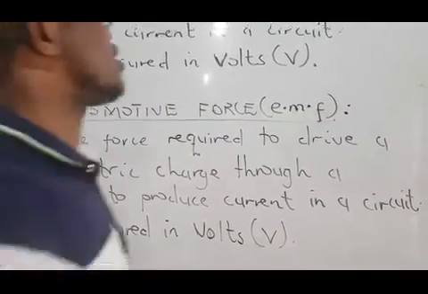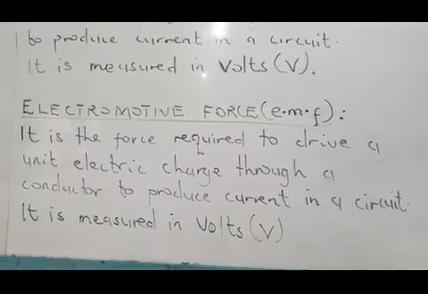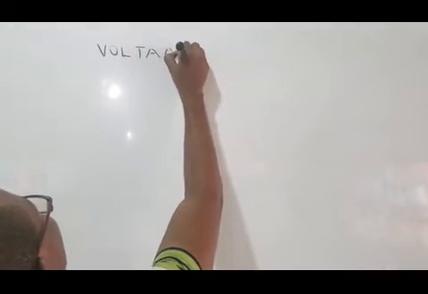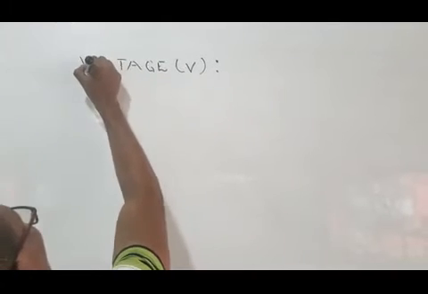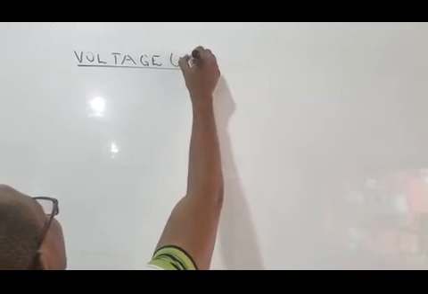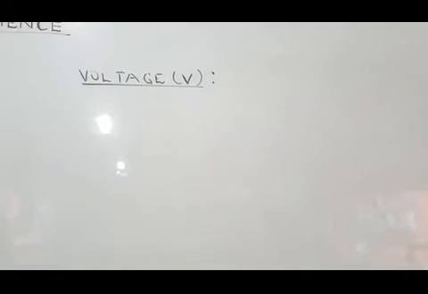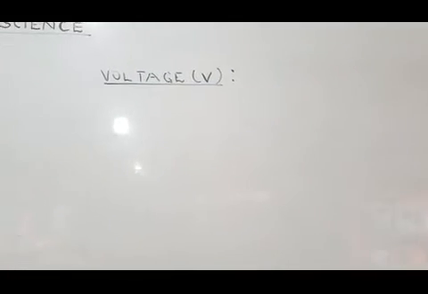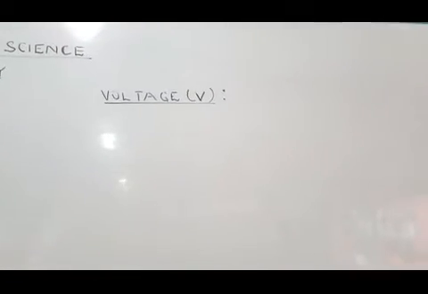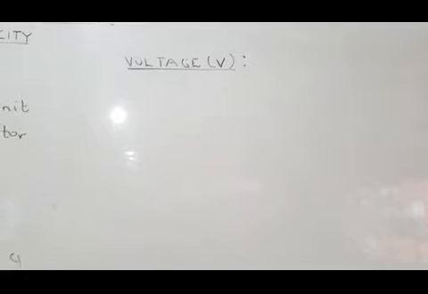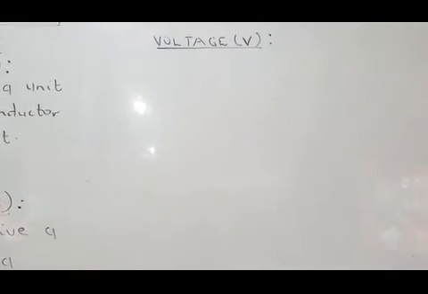Third definition is voltage. Voltage is represented as V. Now, we say voltage is the measured potential difference across the terminal of a cell when a circuit is closed.